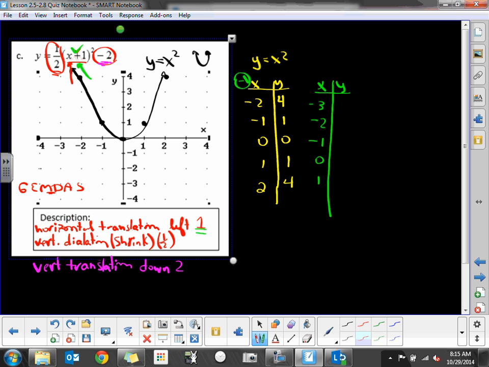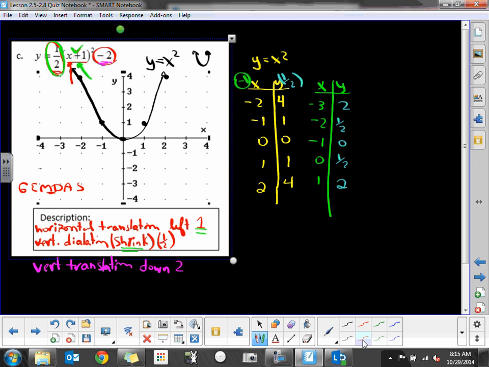The next thing we're going to do is a vertical shrink. Our vertical shrink says take all of your outputs, your y values. Since it's outside, it's going to impact your y. So it says take half of those values. So I'm going to take half of every one of those numbers, half of these y values. So half of 4 is 2, half of 1 is a half, half of 0 is 0, half of 1 is a half, and half of 4 is 2. I have one more thing that we have to do to this.